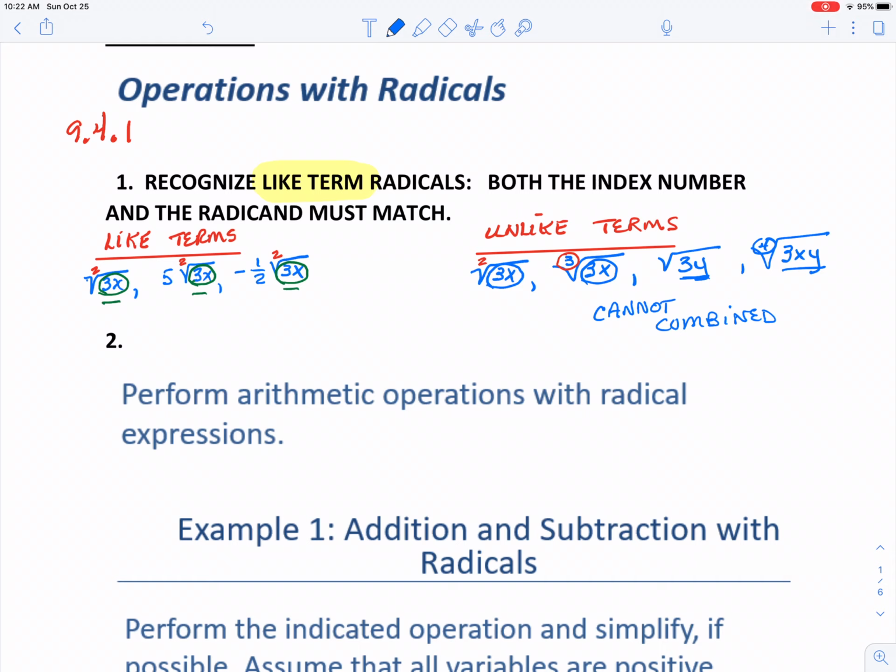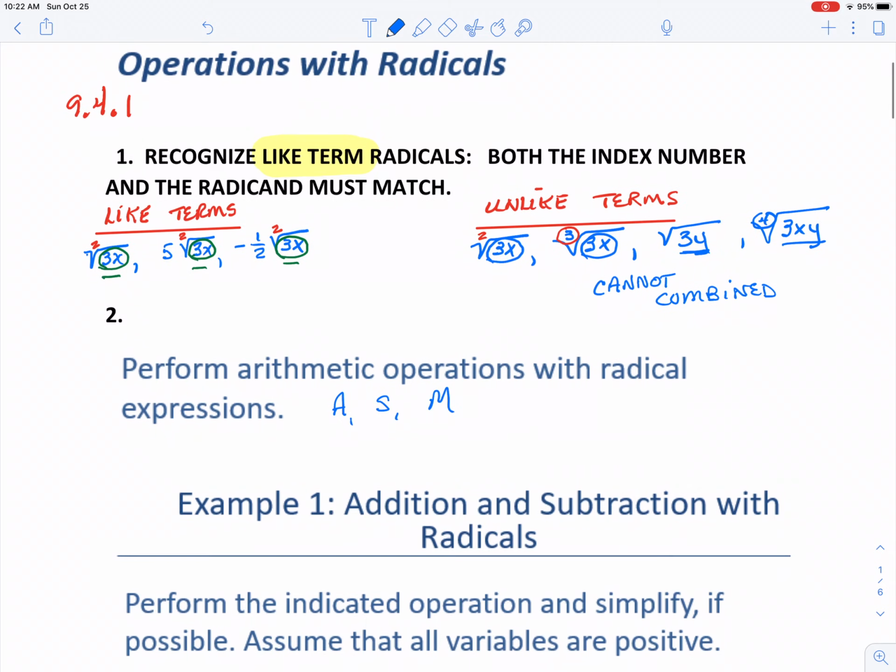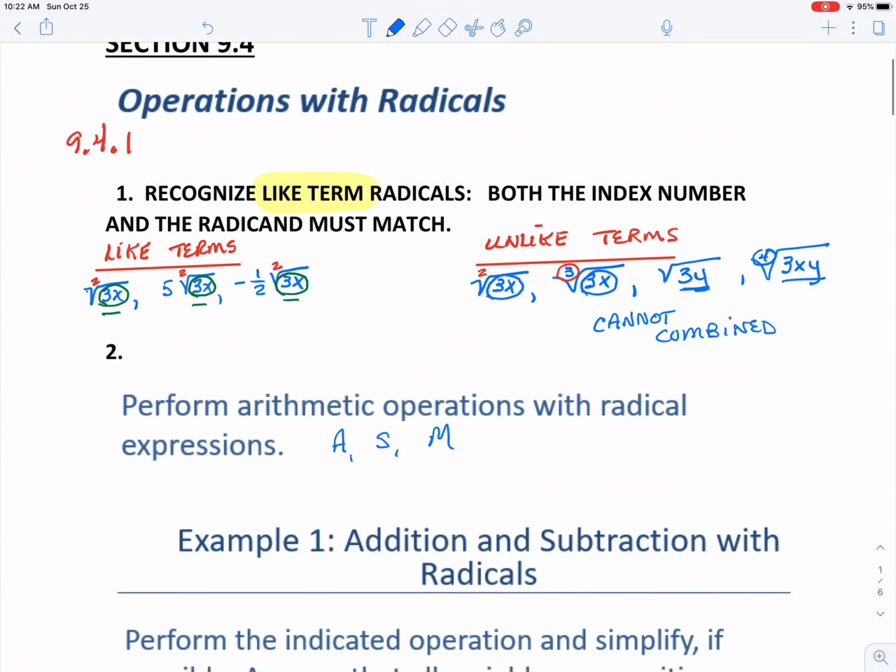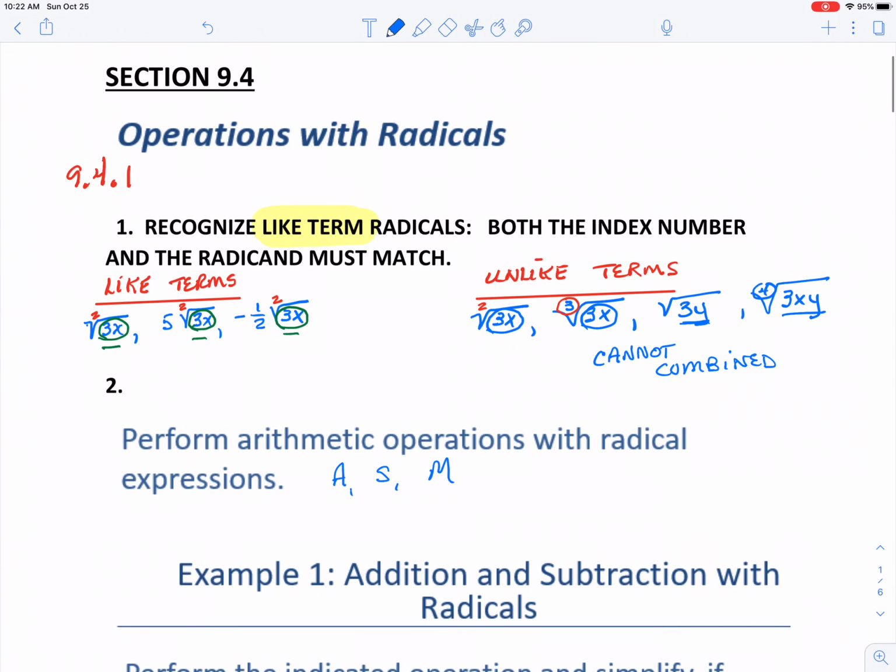So we're going to be talking about arithmetic operations. We're going to be doing some adding, subtracting, and multiplying. We will not be doing division because that has to do with the rationalizing denominators that I talked about earlier. That might be a good place to end this video so they don't get too terribly long.